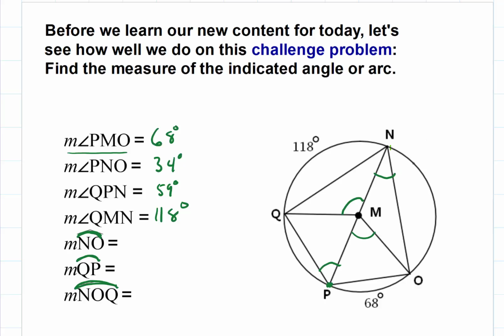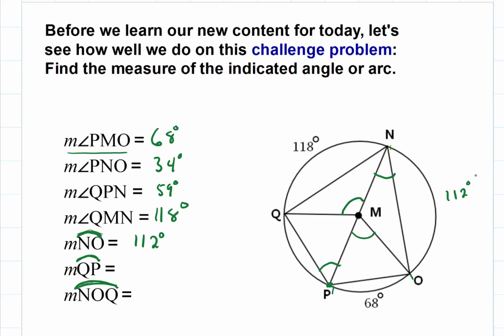But what we do know is that it is part of a semicircle, for which we know the remaining portion. This part of the semicircle is 68 degrees, so the remainder must be 180 degrees minus 68, and I think that comes out to 112 degrees.